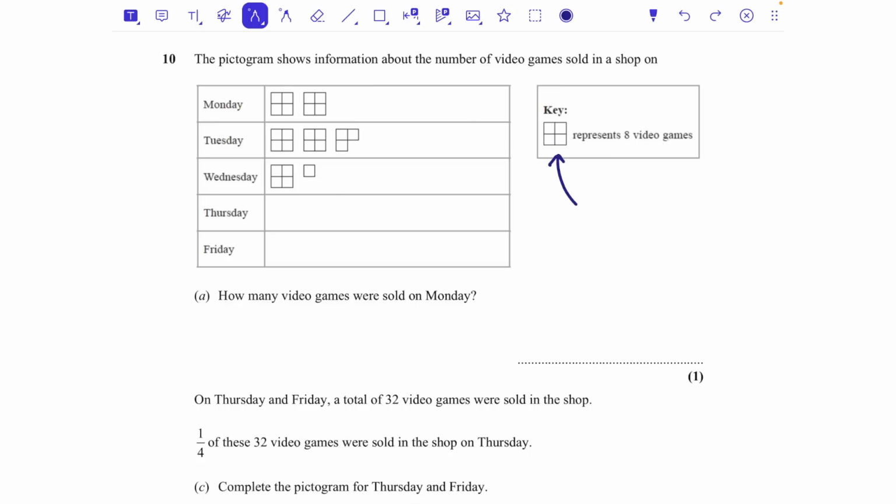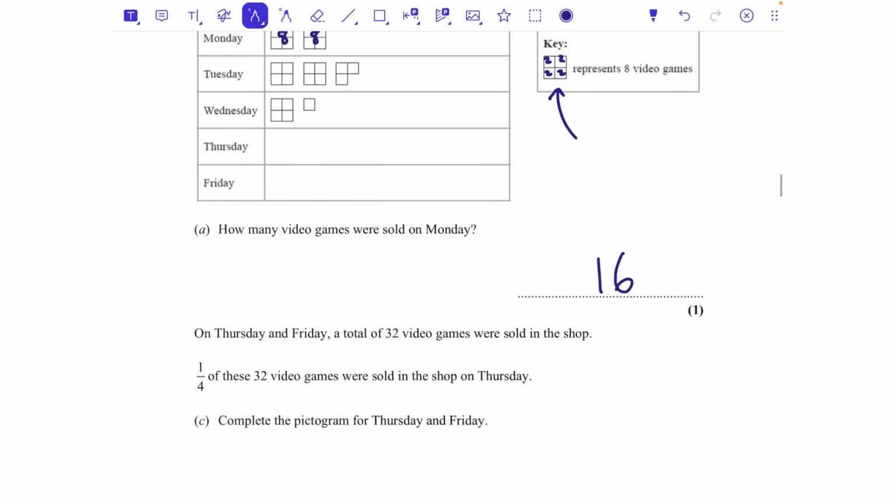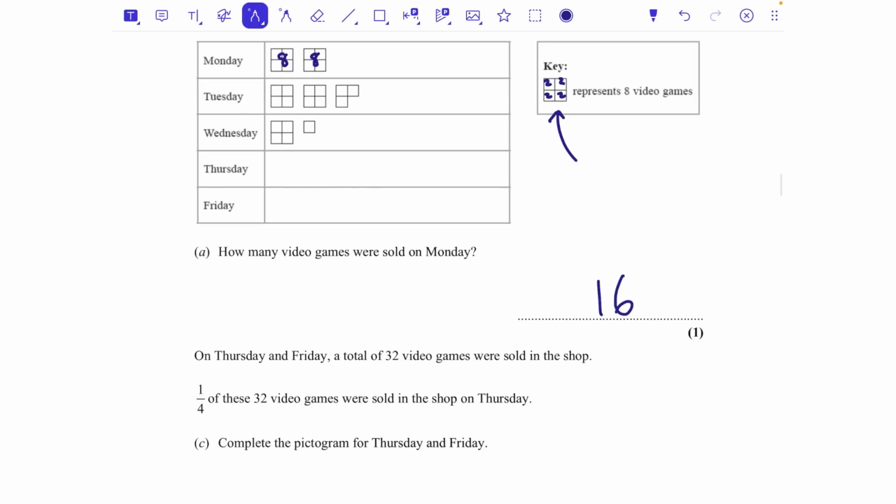So if I do 8 divided by 4, it's going to be 2, 2, 2, and 2. So on Monday, I can see that I've got 8 here and 8 here. So 8 add 8, that's going to be 16 video games sold on Monday. On Thursday and Friday, a total of 32 video games were sold in the shop.